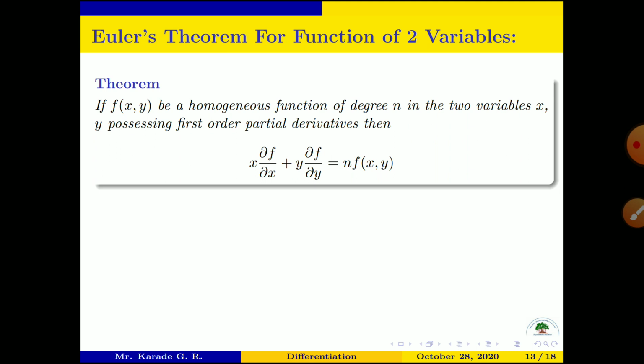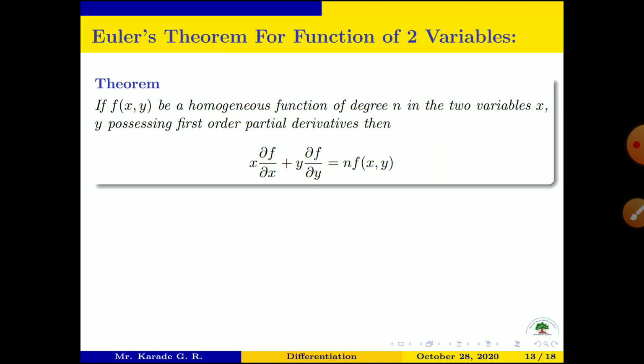So when we say that function f(x, y) is homogeneous, if f(xt, yt) = t^n f(x, y), if function f satisfies this condition, then that function f is called a homogeneous function. Once again, function f(x, y) is said to be a homogeneous function if it satisfies the condition f(xt, yt) = t^n f(x, y).